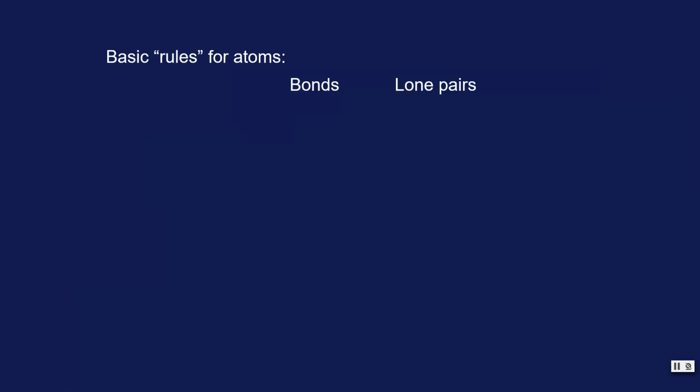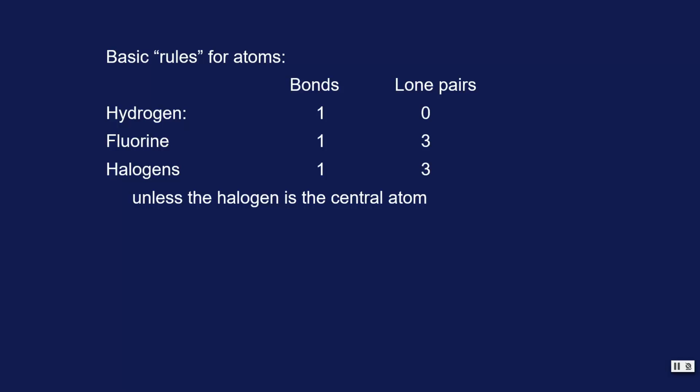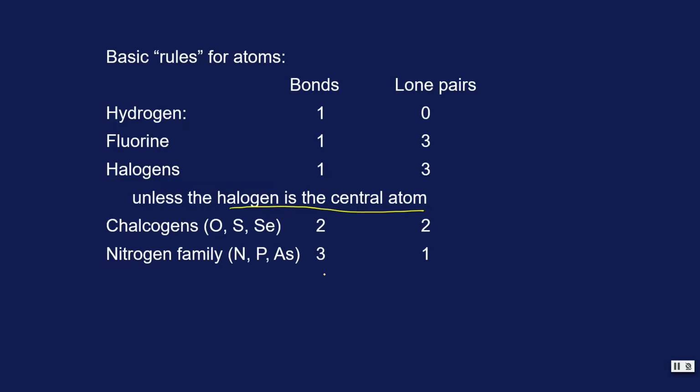So to make this a little faster, we have some basic rules for the atoms. Hydrogen can only form one bond and it can never have lone pairs. Fluorine can form only one bond, but it has 3 lone pairs. Halogens, the other halogens, form one bond and 3 lone pairs if they're not the central. If the halogen is the central atom, then all bets are off. Chalcogens, the oxygen group, form 2 bonds and 2 lone pairs. Nitrogen and its family form 3 bonds and 1 lone pair, and carbon and its family 4 bonds, no lone pairs. Wow, that's a lot to memorize.